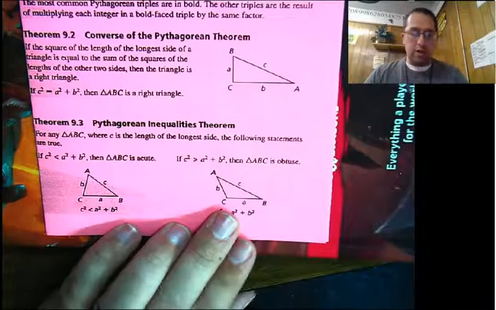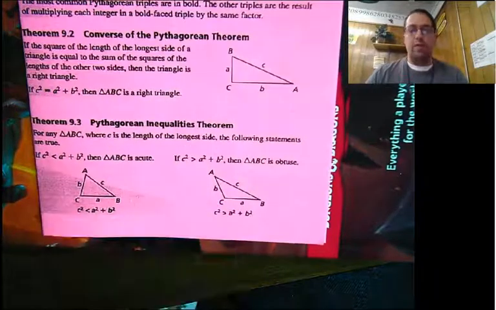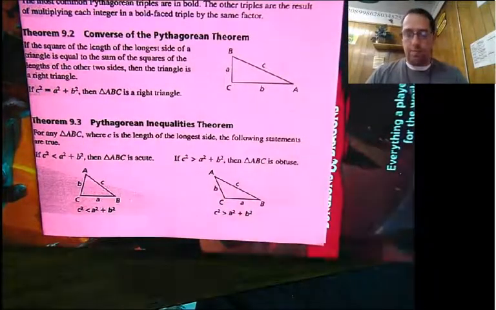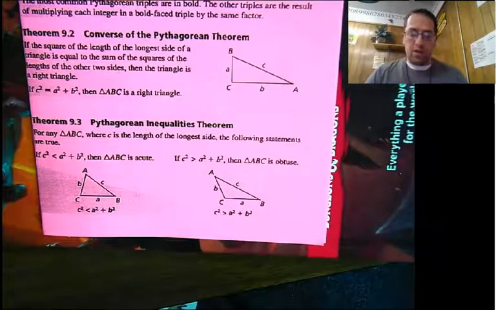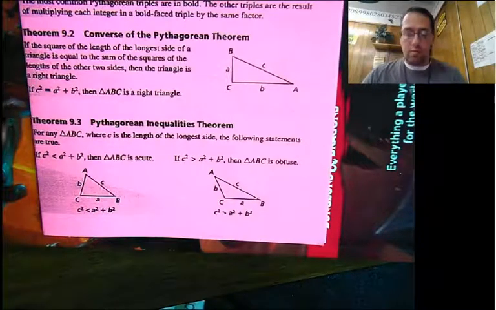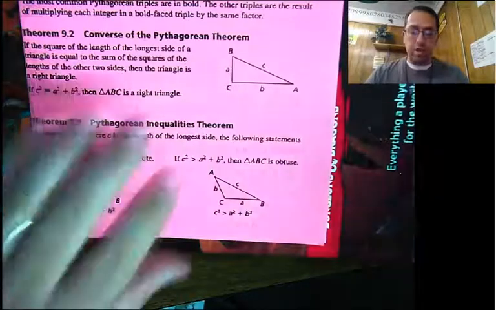And so our triangle, the angle is too big, and so we have an obtuse triangle. All right? And so this is the Pythagorean inequalities theorem, which is still pretty easy stuff. Okay, so let's open this up. Let's do a couple of examples.